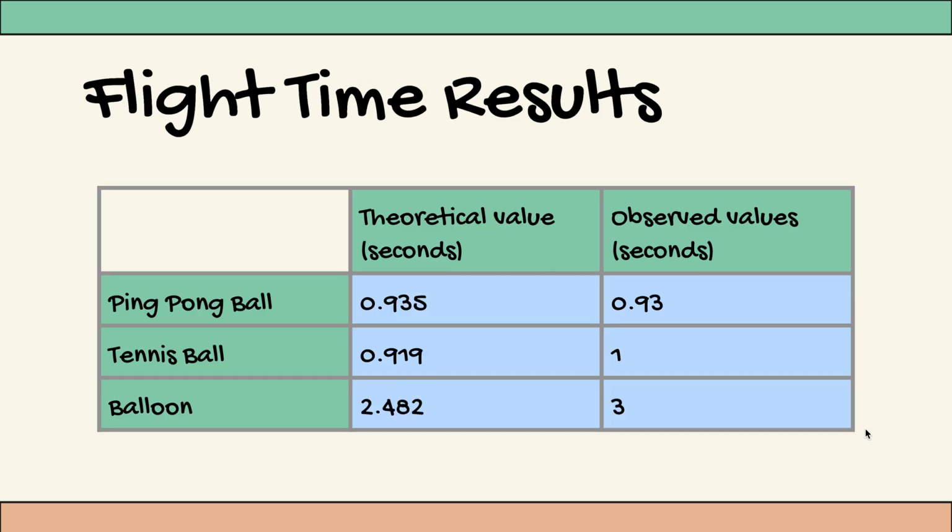This is the flight time results. The flight time calculation suggests that as the balloon is not hitting the ground at the time of free fall, there is a constant velocity achieved by it, while ping pong and tennis balls are bounced back from the earth during free fall, leading to constant acceleration.